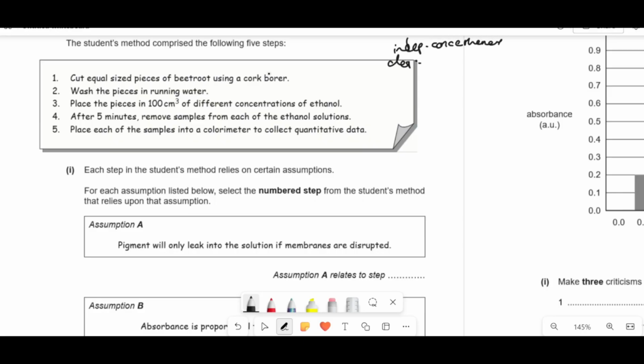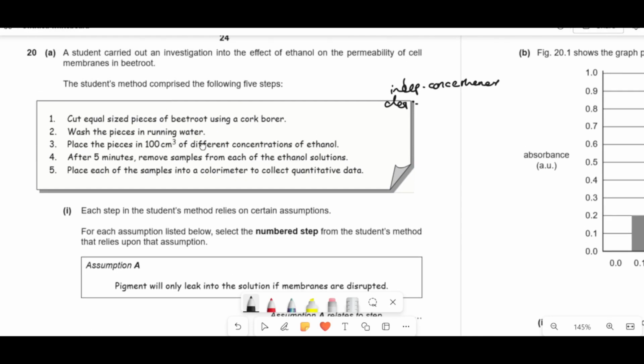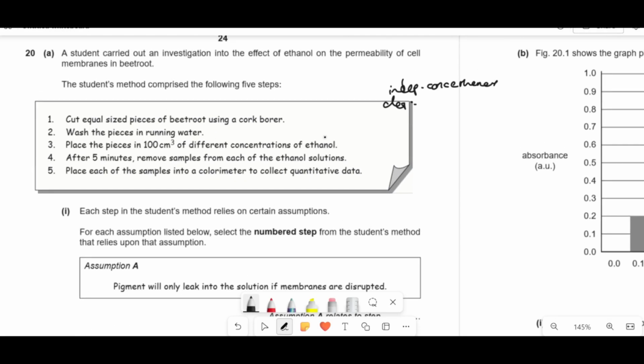Concentration of ethanol. Dependent, it's very tempting to go ahead and say, oh, it's the permeability, right? But we're looking at what we're actually measuring with this. So it's going to be our colorimeter. What did they actually measure with it? The absorbance. Cool, that's their dependent. That's what they're measuring. So they place in this blah, blah, blah, whatever, right?